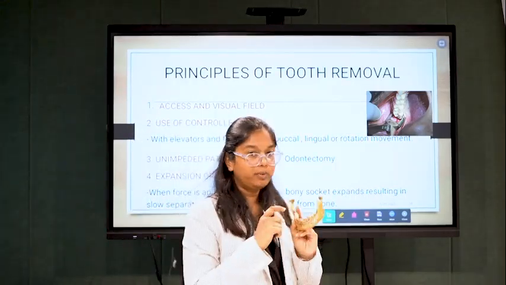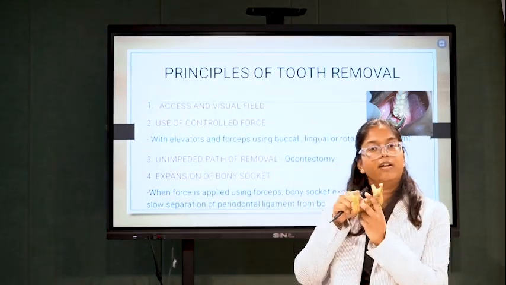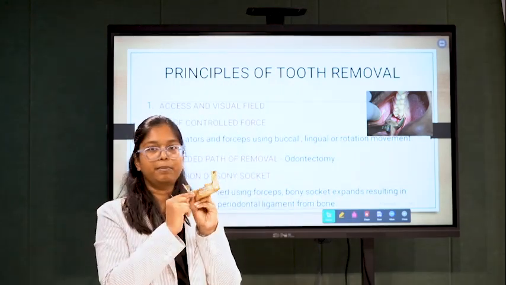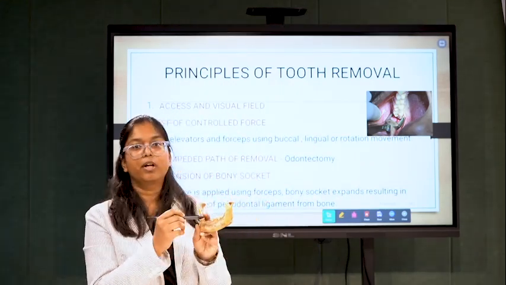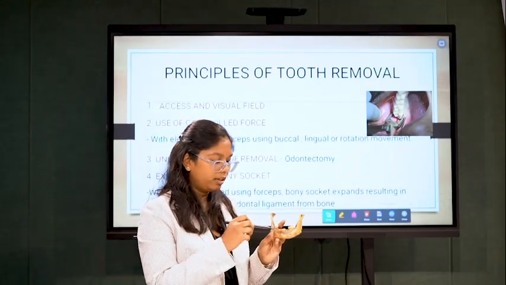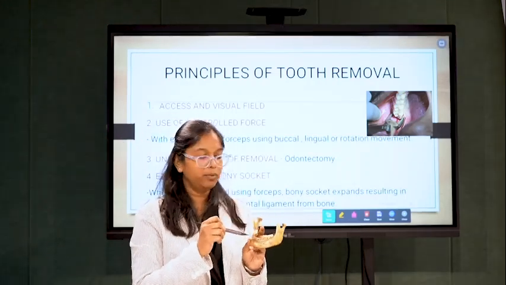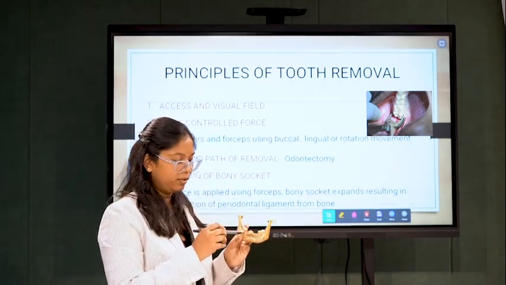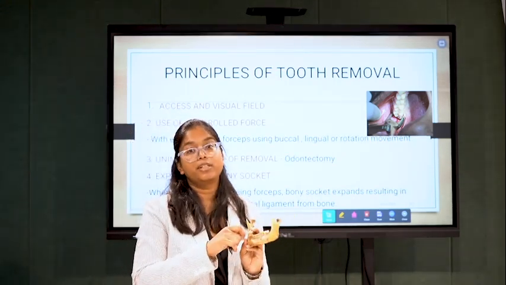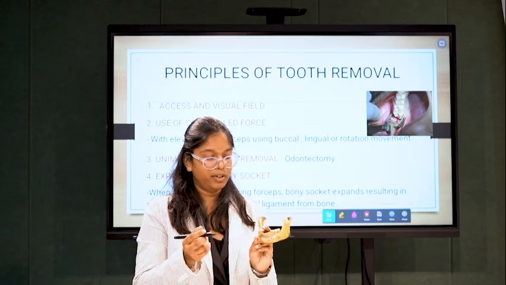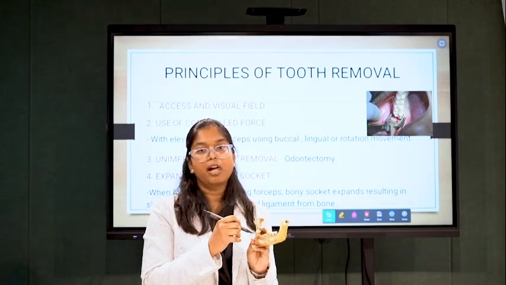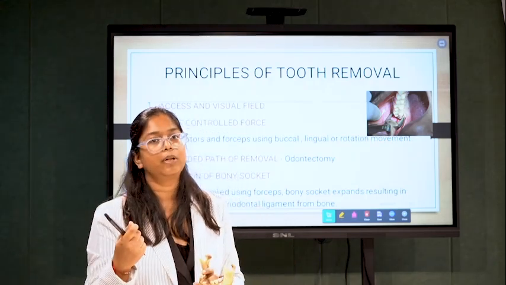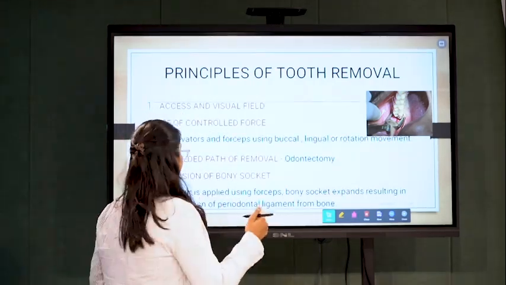As we all know, the tooth has been anchored in a bony socket, which is very tight. So for easy retrieval of the tooth, there should be some space present between the bone and the tooth. For that, we need to cause expansion of the bony socket, and how we will do that we will see further. Whenever we apply forceps or elevators, we have to do wedging. We have to use the principles of elevators so as to make a space between the tooth and the bone and cause easy extraction without causing any trauma to the patient and to the tissues.